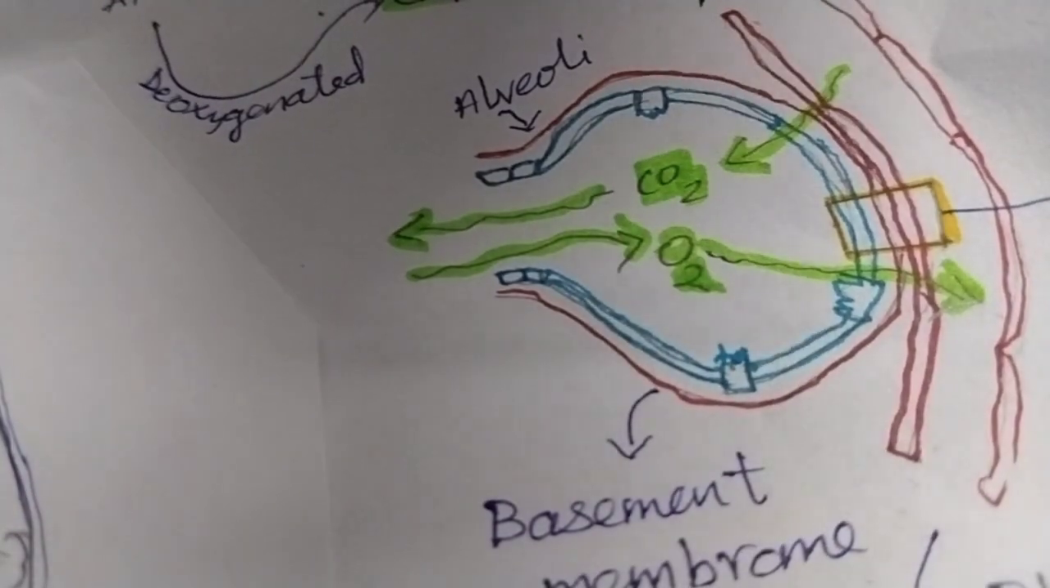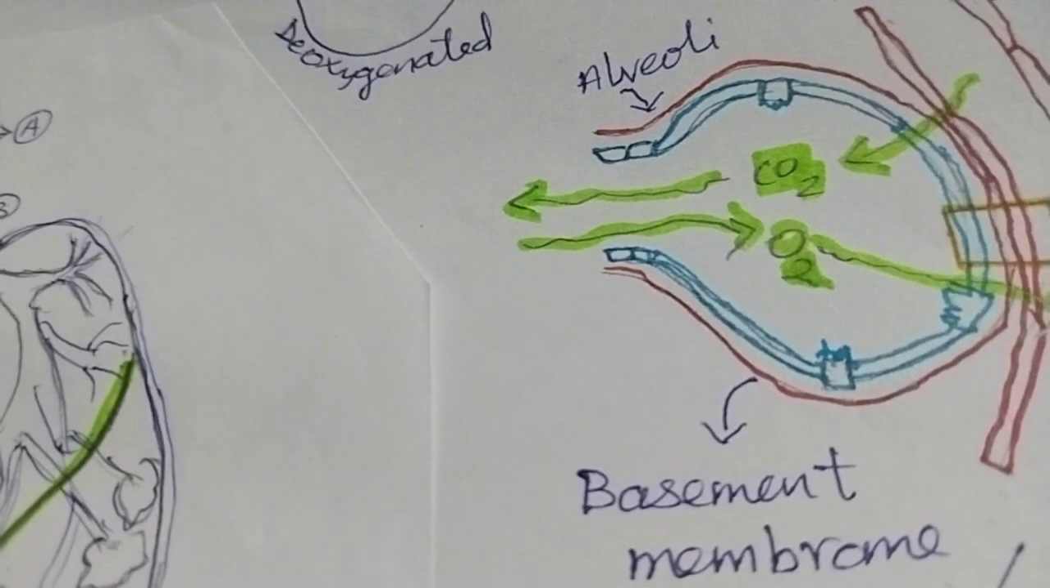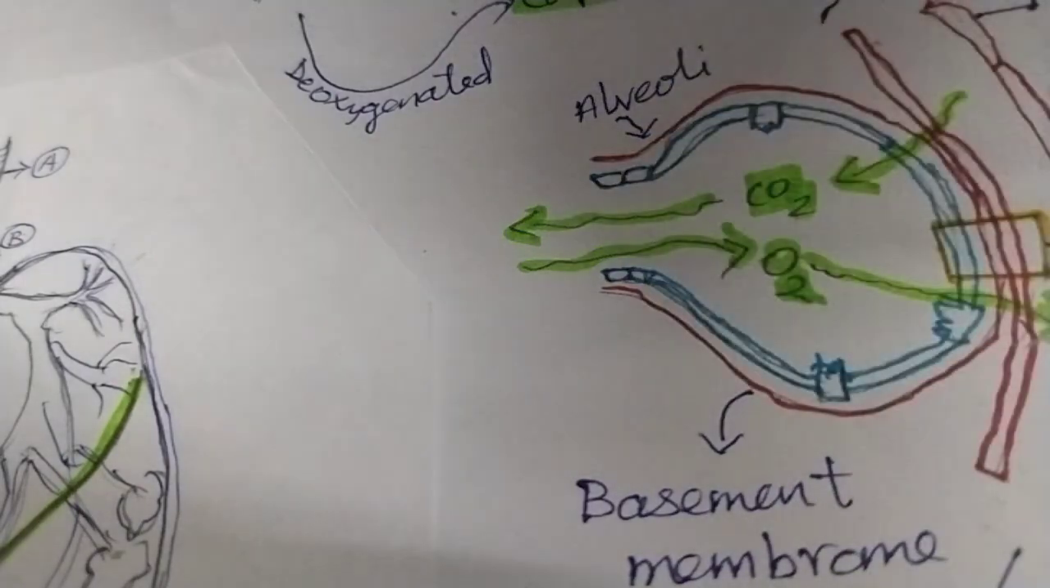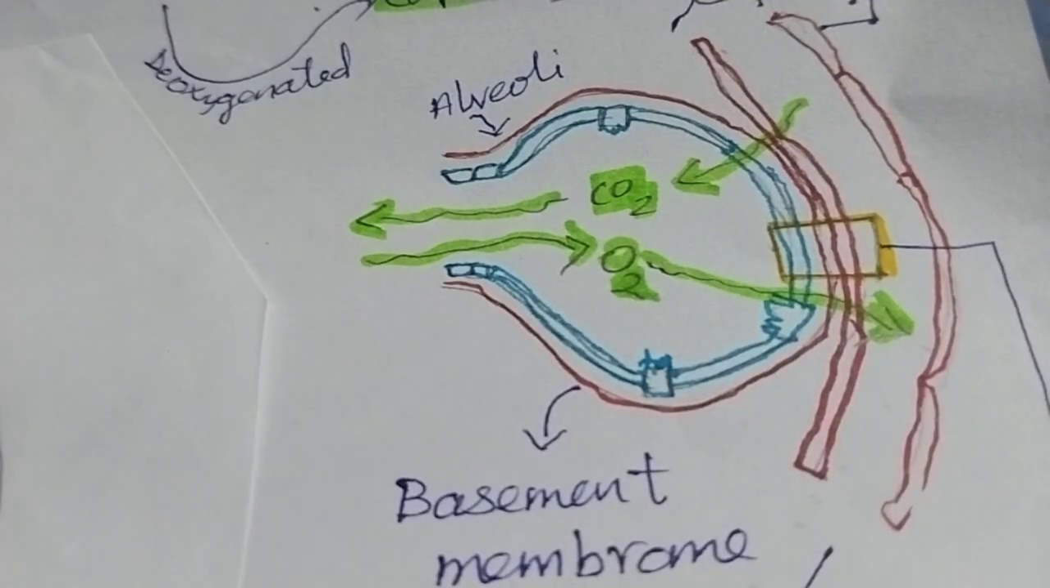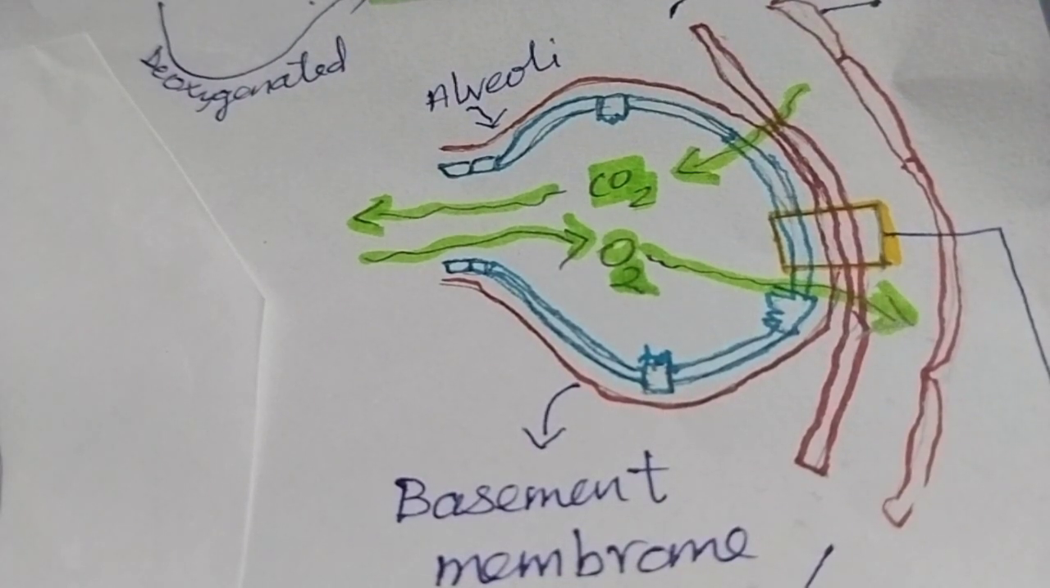Here when we see the alveoli, if any tiny particle enters the alveoli, macrophages push it back physically, moving it up to the bronchus and trachea, and it is coughed out or swallowed down.